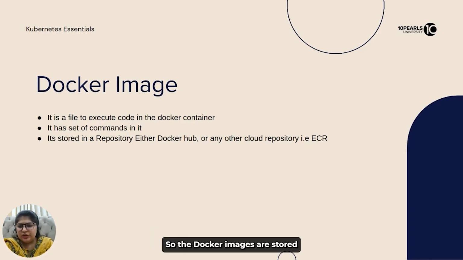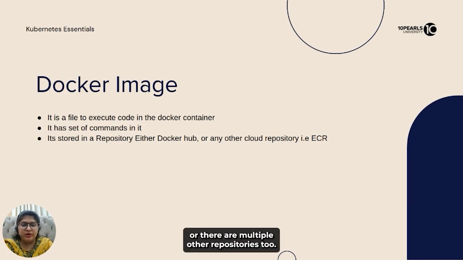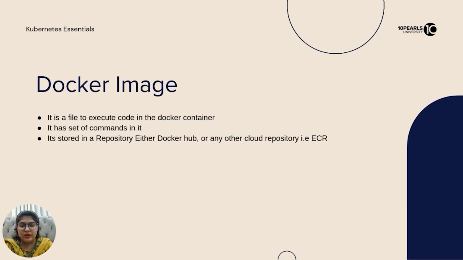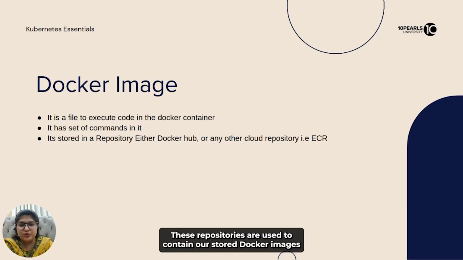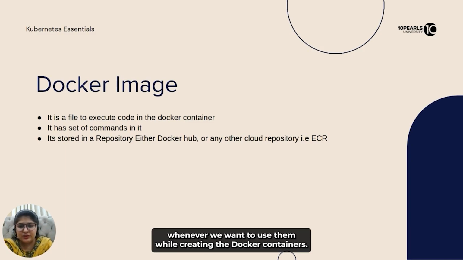The Docker images are stored somewhere, in a repository, which is called either Docker Hub, or there are multiple other repositories too. Like if we talk about public cloud platforms, in AWS we have ECR, which is Elastic Container Registry. These repositories are used to contain or store Docker images so that we can pull or push the images whenever we want to use them while creating Docker containers.